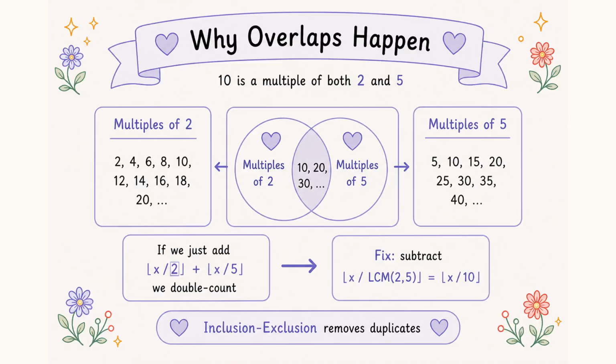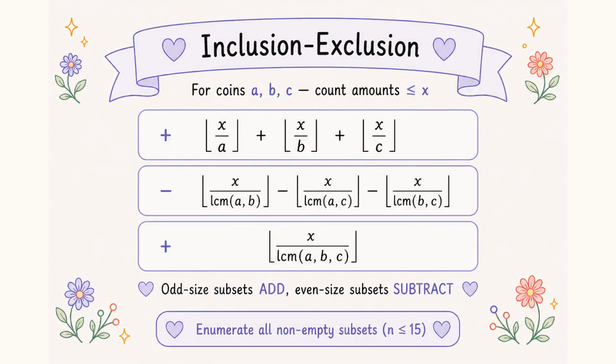If we add floor of X over 2 plus floor of X over 5, we double count 10, 20, and so on. Fix it by subtracting floor of X over the least common multiple of 2 and 5, which is 10. That is inclusion-exclusion. For coins A, B, and C, count amounts less than or equal to X like this.